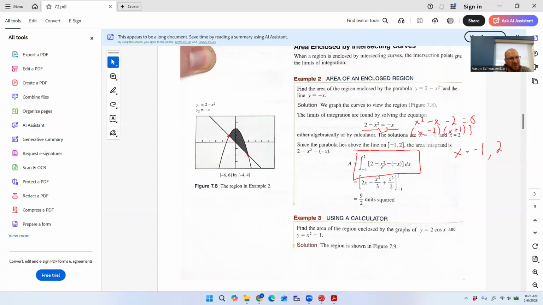The upper curve has to be on top. So it does have to be upper minus lower. I would probably have just plugged that into the graphing calculator, but it was a pretty easy one to integrate by hand anyways. That makes sense.